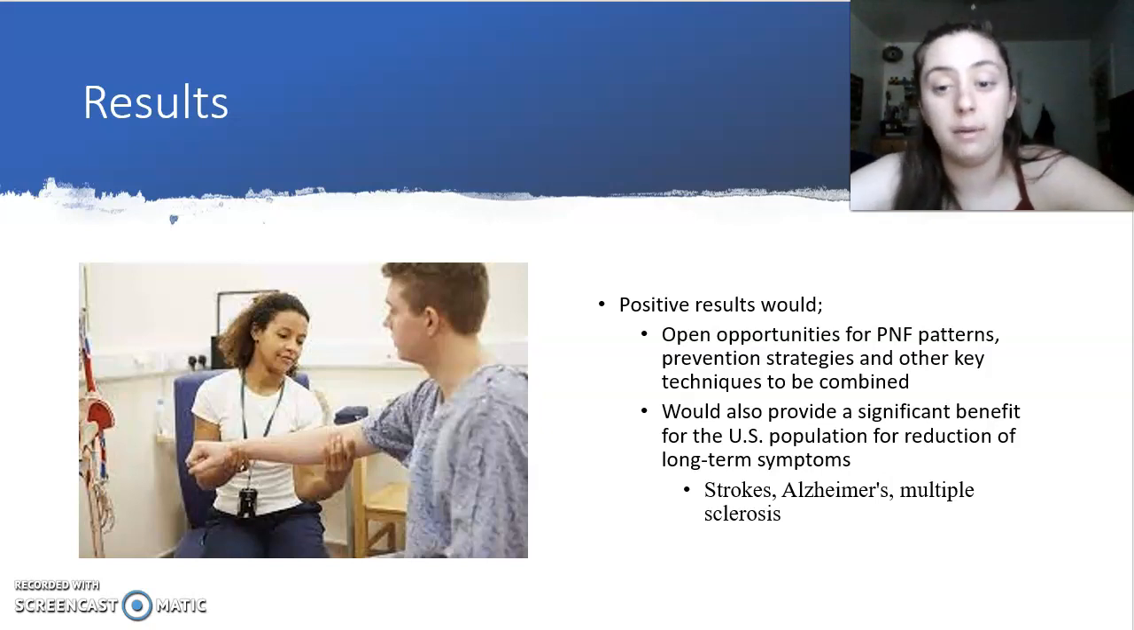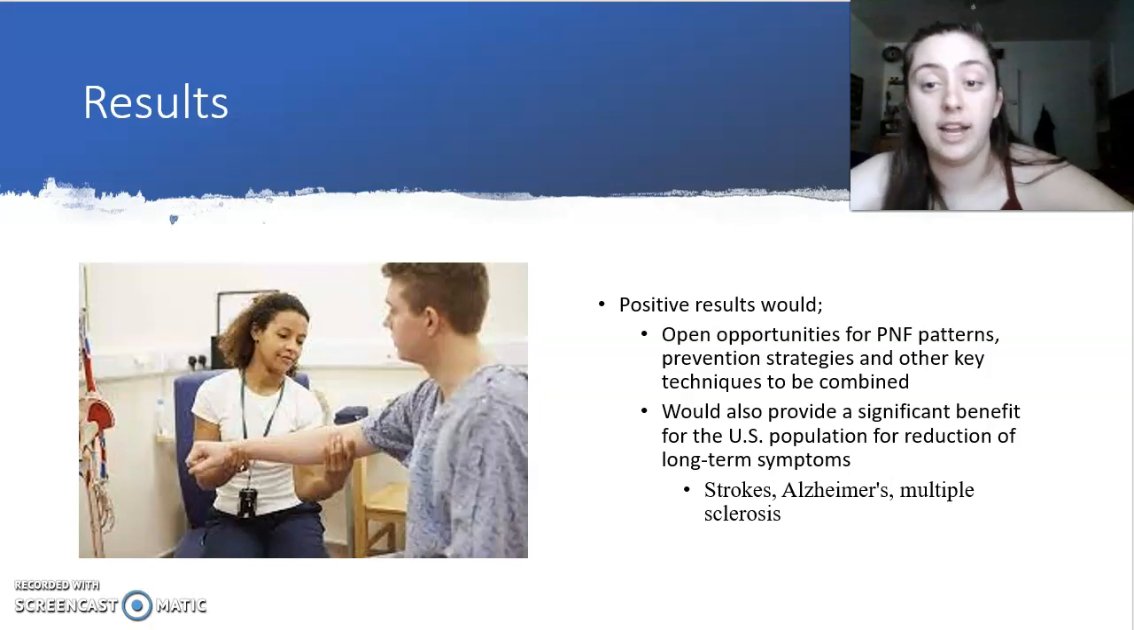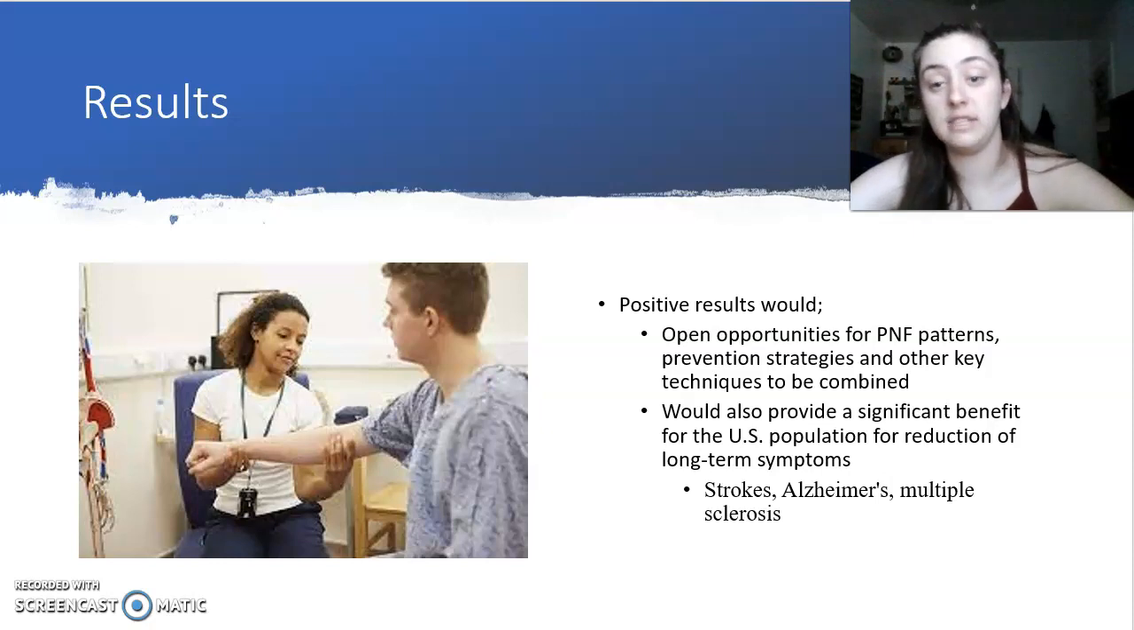Another disease that would probably be helped by creating a hybrid program is multiple sclerosis. This is genetic and this is a very progressive disease. So if you can treat the symptoms when they start and then create a preventative exercise or a preventative strategy to reduce the effect that it'll have long term, that'll benefit another large population of people.